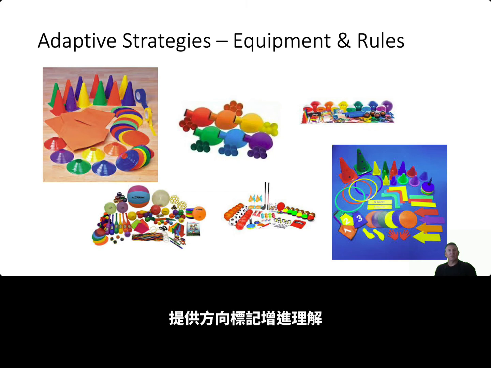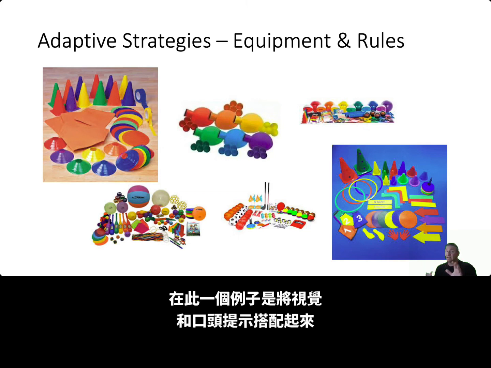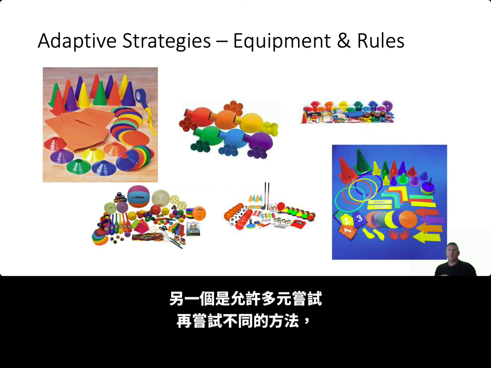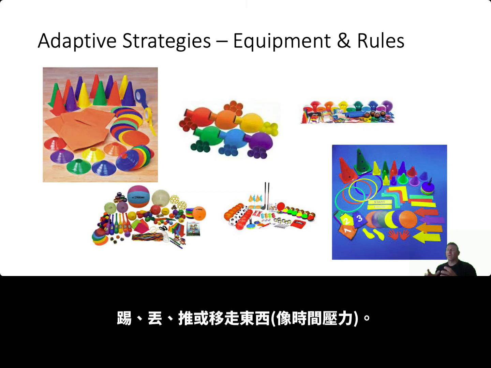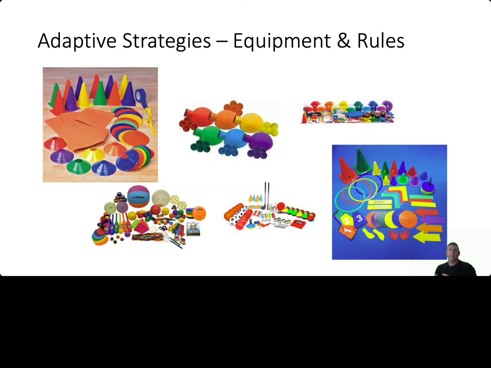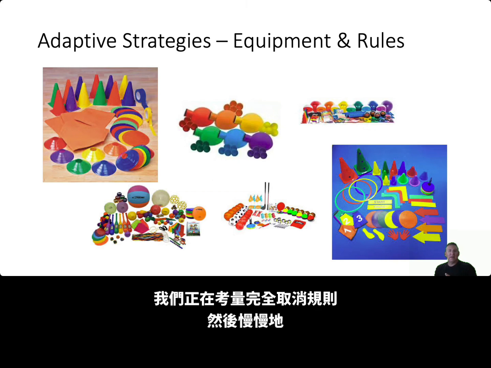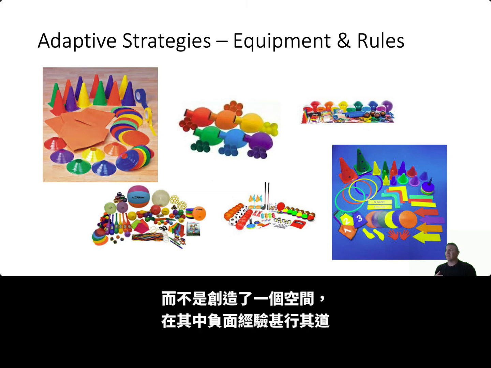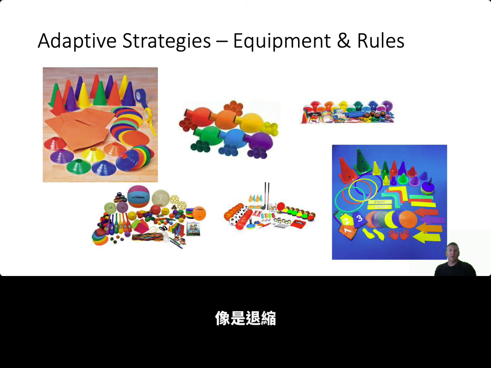Provide directional markers to increase understanding. An example here is pairing a visual cue with a verbal one to ensure that your communication is understood. Another one is to allow multiple attempts, different methods, again, kick, throw, push, or to remove things like time pressure. We're looking at eliminating rules altogether, and then gradually reintegrating them. This reduces restrictions and encourages movement rather than creates a space where a negative experience is had, leading to something like withdrawal.